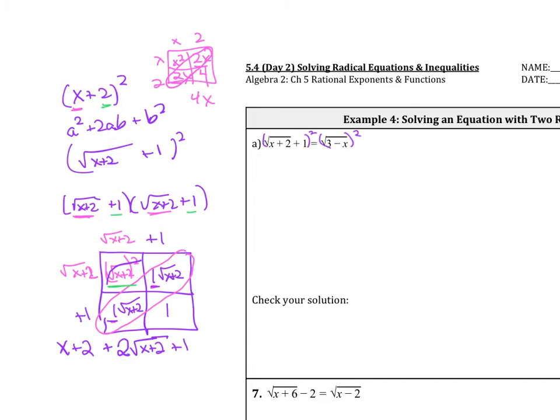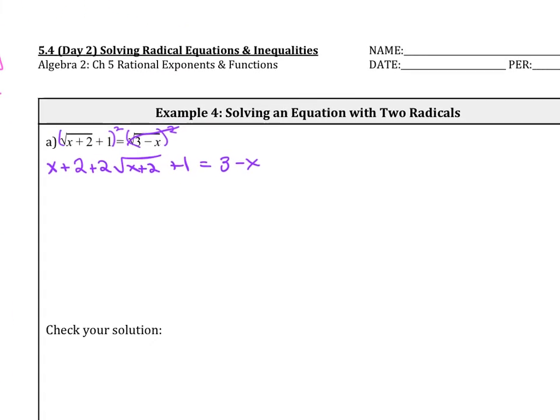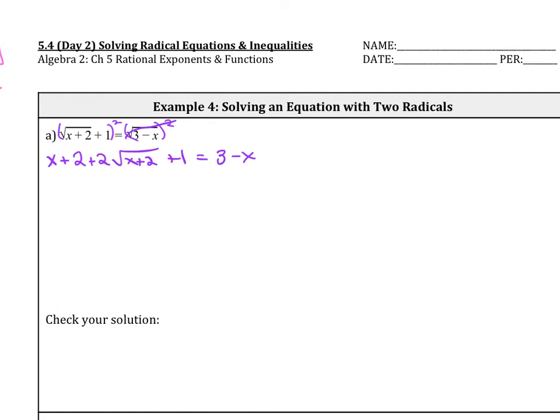So now let's go ahead and write this here, and let's continue solving this problem. So it's x plus 2, plus 2 square root of x plus 2, and then plus 1. And then on the right side, the square takes care of that square root, so this is just 3 minus x. So now what we do is notice that we still have this radical here. So now we have to isolate this radical again. So let's move everything to the other side of the equation.